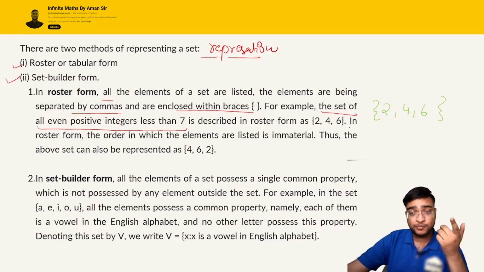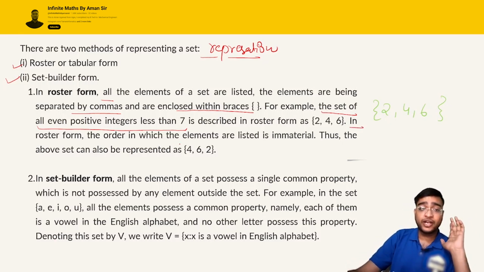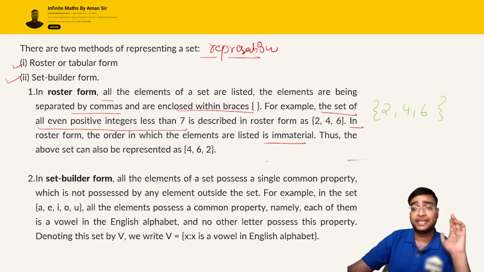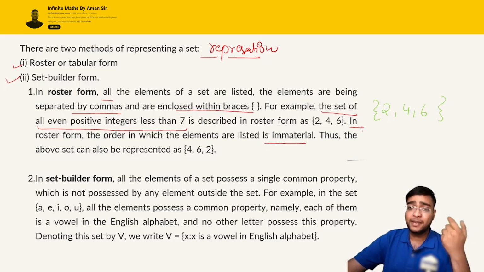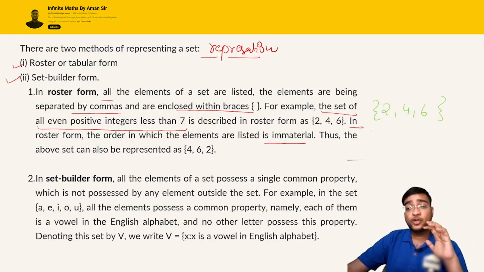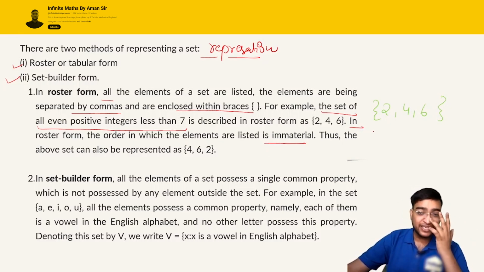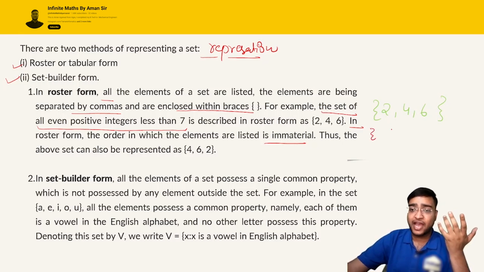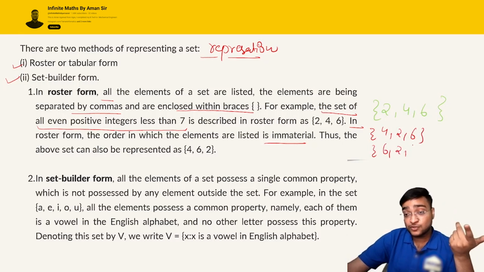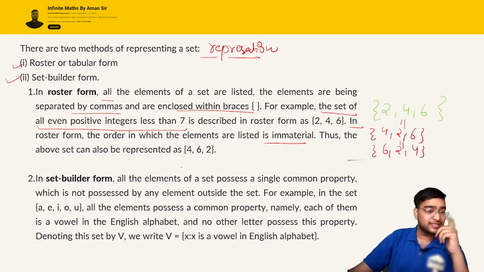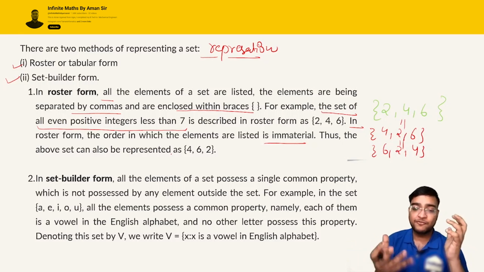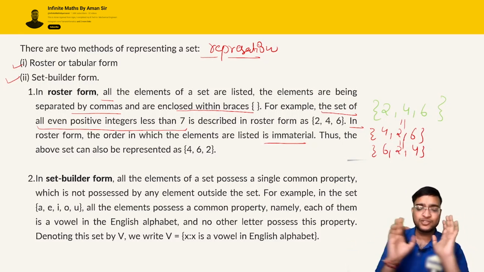One most important thing: in roster form, the order in which elements are listed is immaterial. What does immaterial mean? Order is not necessarily strict. Like if I say 4, 6, that is also fine. If I say 4, 6, 4, that is also fine. So these are all the same set. Roster form is very easy.